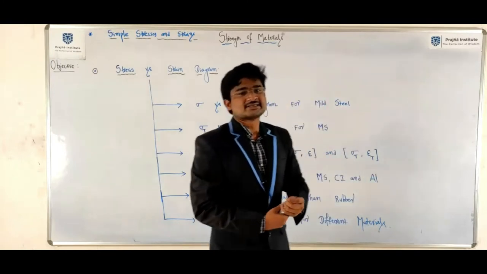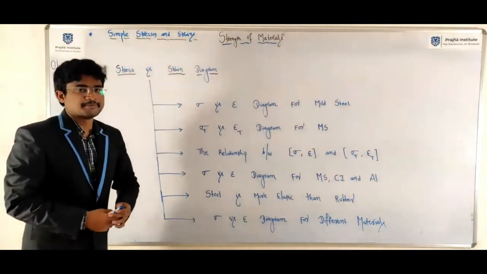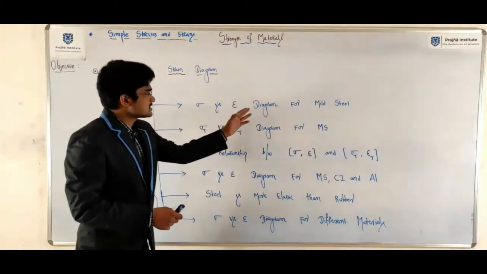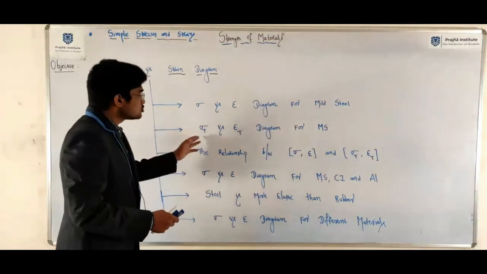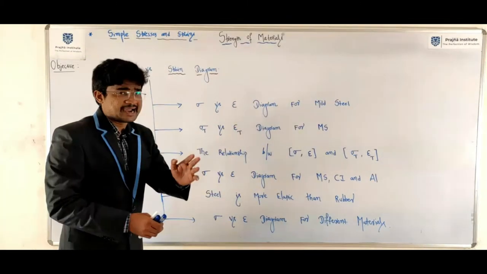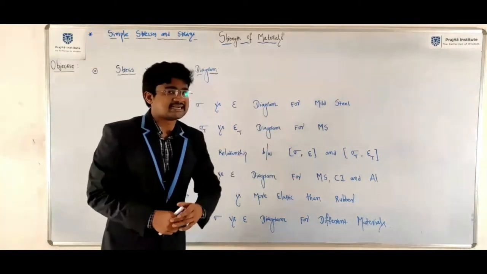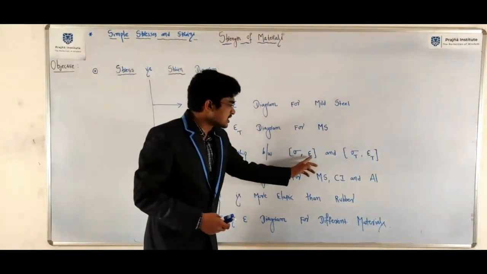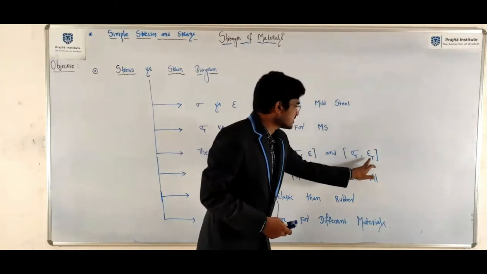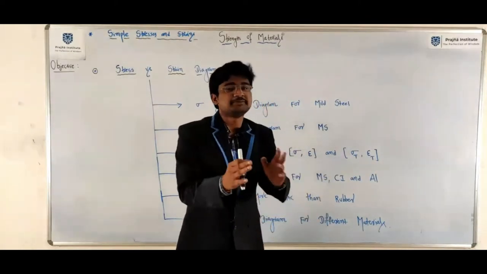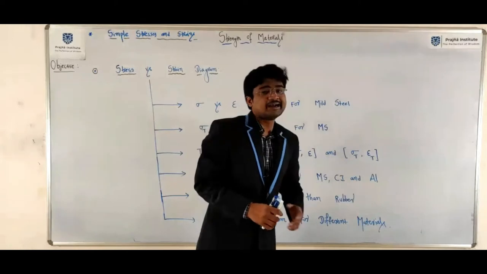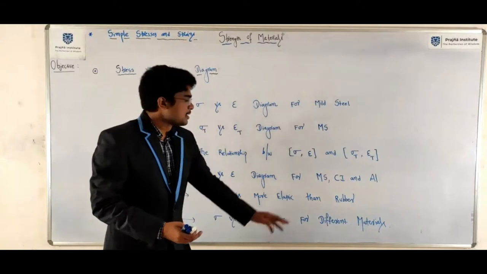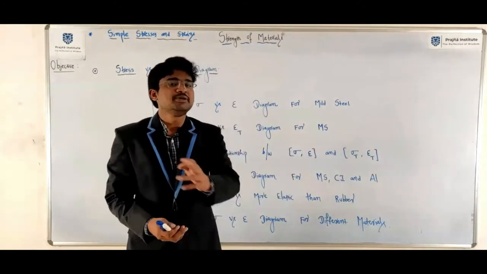Now we need to discuss stress versus strain diagrams in strength of material course. First, focus on the stress versus strain diagram for mild steel, and the true stress versus true strain diagram for mild steel under uni-axial tensile loading, and the relationship between engineering stress and engineering strain, true stress and true strain. What is the relationship between engineering and true values? Next, stress versus strain diagram for mild steel, cast iron, aluminium.